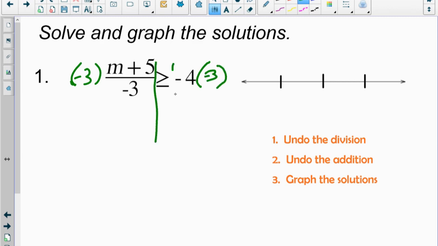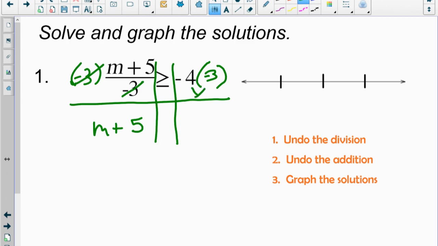So let's see what we get. On the left-hand side, our negative 3 is going to cancel with that other negative 3 because the multiplication undoes the division. And that's going to leave us with m plus 5. And on the other side, multiplying two negatives will result in a positive number. So we get positive 12. Now notice in our work here, we multiplied both sides by a negative number. So we have to go ahead and reverse the inequality symbol to be less than or equal to. And we do it right there because that's where we multiply both sides by a negative number.